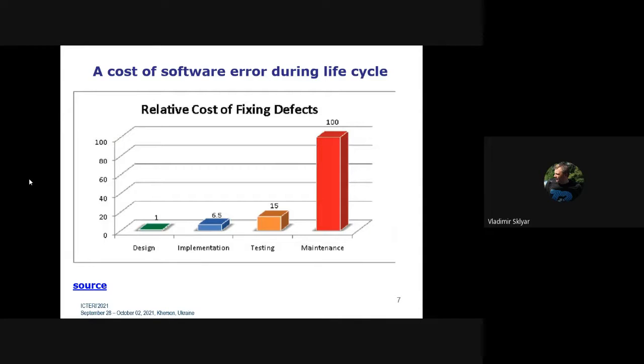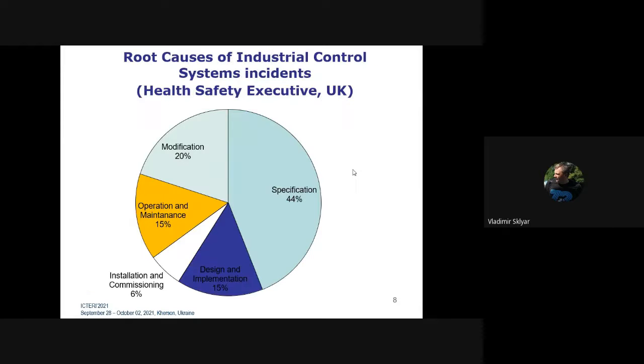One of the reasons is specified here. If we take the cost of some software error fixing at the design stage as one, for the implementation stage it will already be multiplied by 6.5 times. For testing, it's already 15 times. And for the maintenance stage, it is 100 times more than some error during the design stage. So this is a great reason to specify software requirements in as much detail and as precisely as possible.